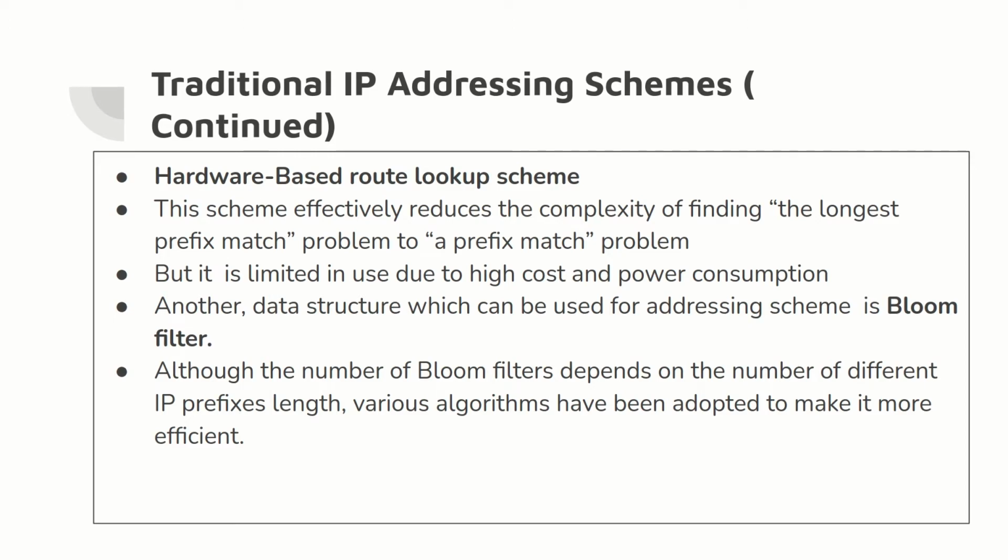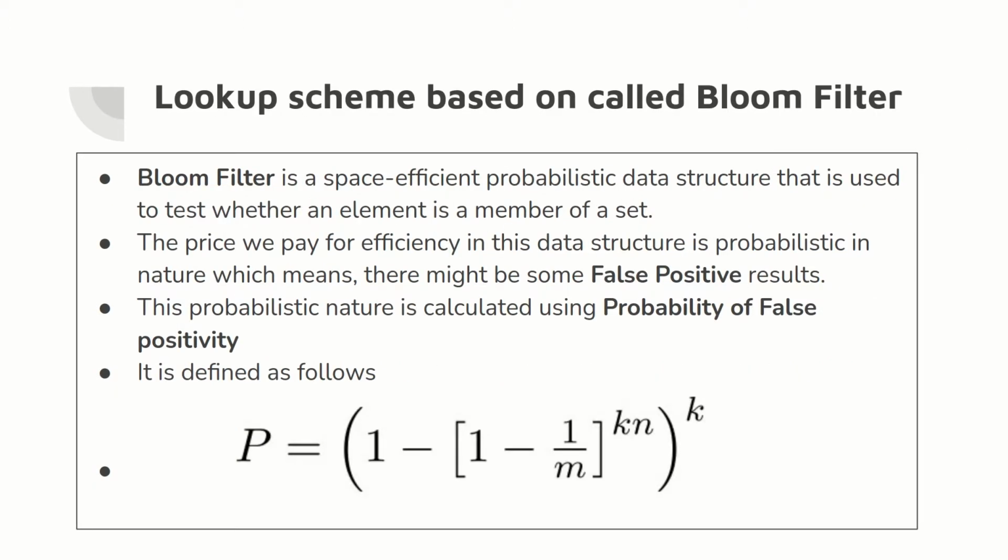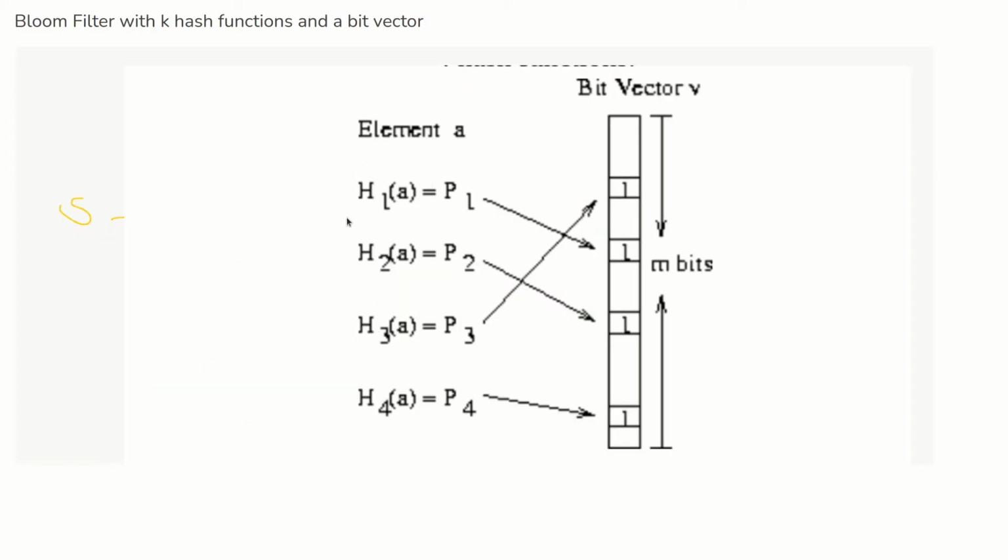Now let's discuss Bloom filters. A Bloom filter is essentially a probabilistic data structure that uses hash functions, those H1, H2, and a vector V of m bits. Invented by Burton Bloom in 1970, the Bloom filter is a method of representing a set A of n elements.